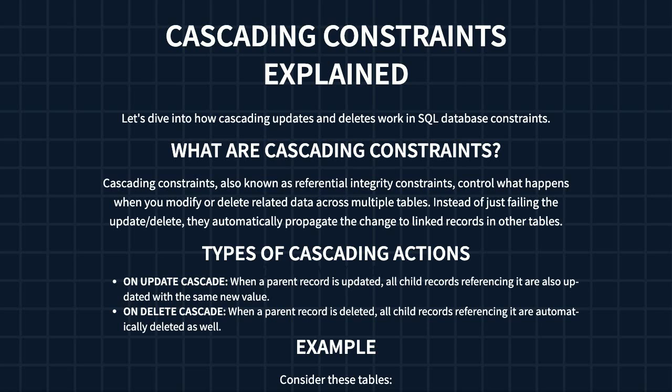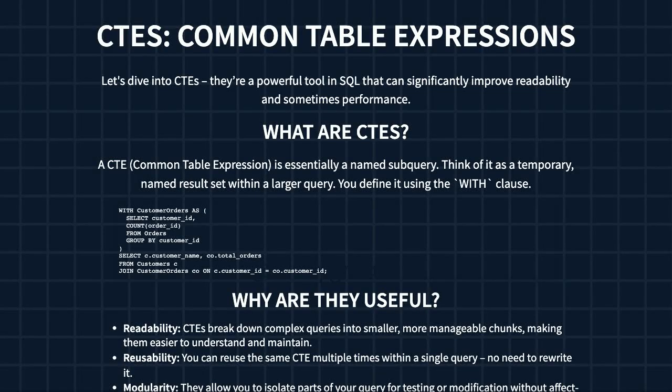And then there's on delete cascade, which is where things get interesting. If you delete something in the parent table, anything linked to it in the child table gets deleted automatically. It's important to think carefully about when and where to use these, because cascading deletes can have big impacts on your data.